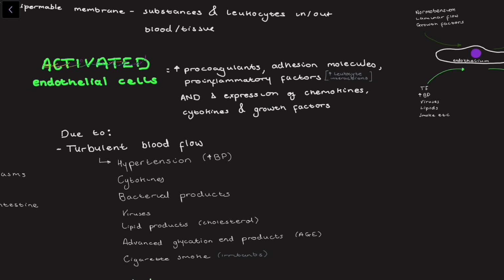So when people suffer from high blood pressure, when you may have a viral or a bacterial infection, when you have a high amount of lipids, blood cholesterol, when you're smoking, it can cause endothelial cell activation. This increases the production of procoagulants and adhesive molecules, as well as pro-inflammatory factors within the vessels, as well as an altered expression of things like growth factors, chemokines and cytokines, which makes the cell walls much more sticky and attracts a lot more leukocytes.